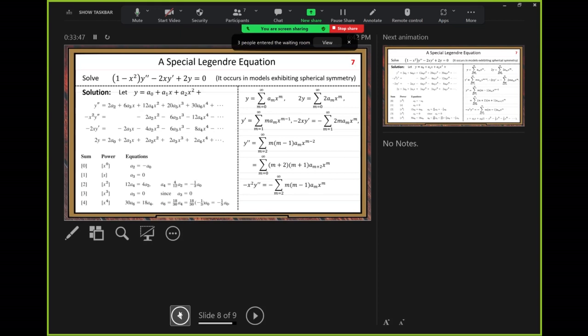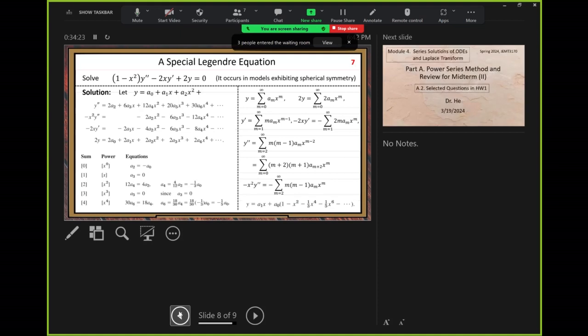So here, for example, these two numbers adding together should be 0. A2 plus A0, then you get this one. Here, minus 2A1 plus 2A1 cancel out. 6A3 should be 0, so A3 should be 0, and so on. So you get all these equations.